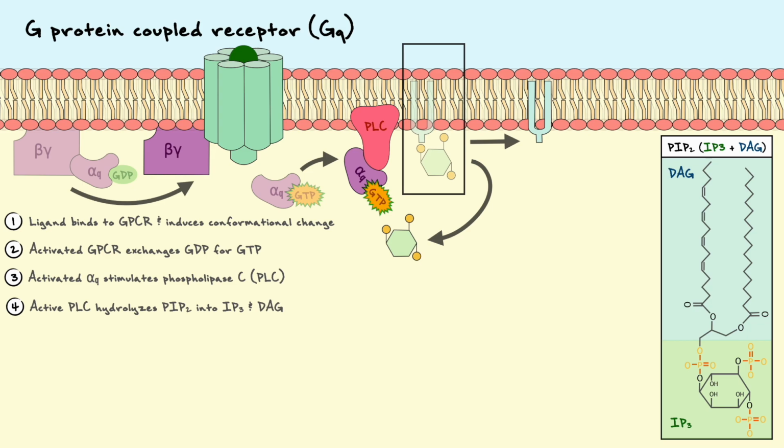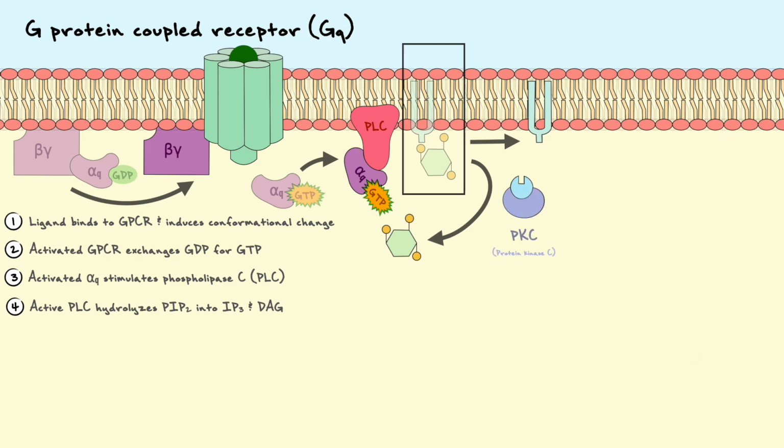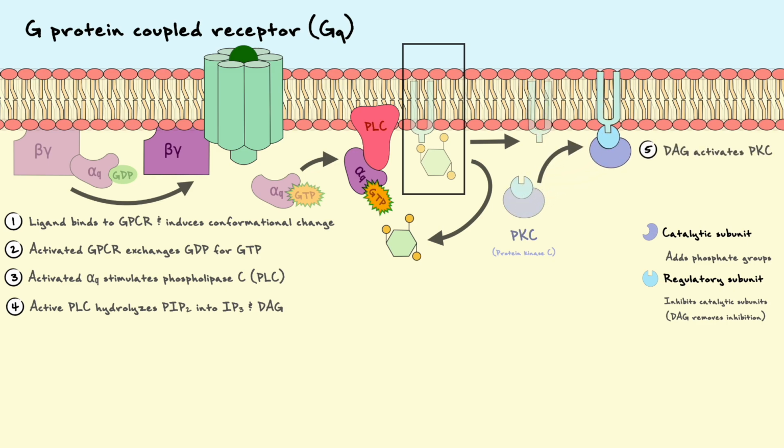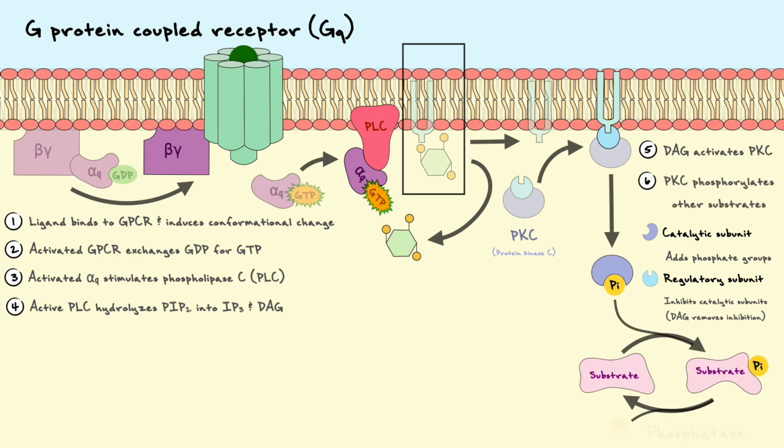The formation of DAG will lead to the recruitment of protein kinase C or PKC. PKC is a monomeric kinase that has a catalytic and regulatory subunit. To remove the inhibition from the regulatory subunit, the kinase binds with DAG at the membrane. Then, just like PKA, PKC phosphorylates substrates to generate cellular responses, and then the phosphorylation is removed by phosphatases. Now, the other substrate made from PIP2 is IP3. In comparison to DAG, IP3 is diffusible in the cytosol.